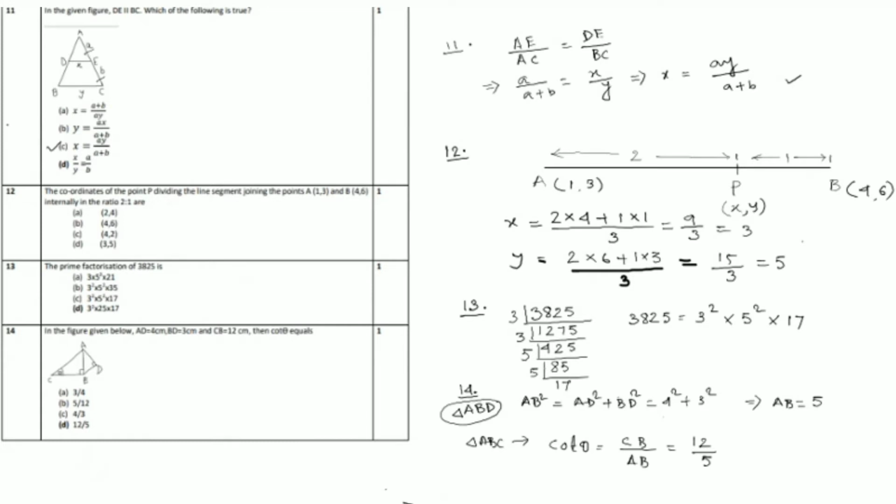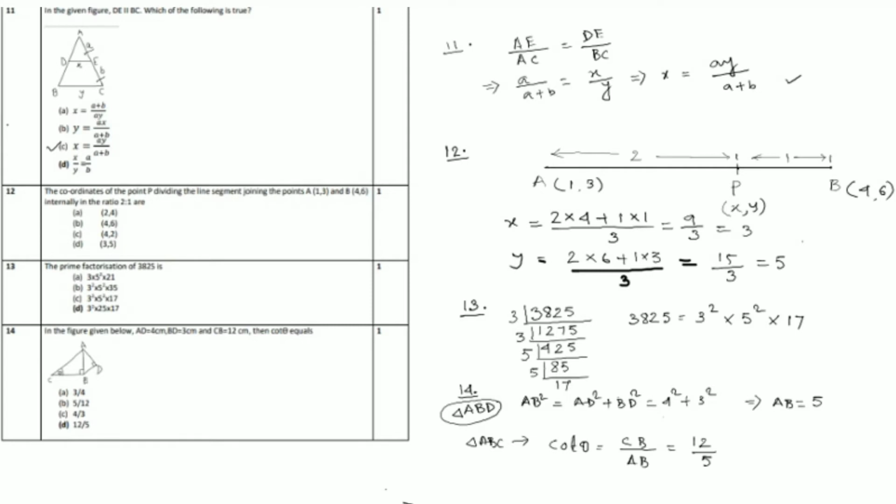Okay, next, number 12, the coordinate of the point A dividing the line segment joining the point A and B internally in the ratio 2:1 are. Okay, so we have to find out the point. Let us suppose I have drawn a picture here. Suppose the point A is here, B is here, and P is the point, and whose coordinate is x, y. We have to find out x and y. Okay, the point divided AB internally in the ratio 2:1. So here from A to P it is 2 unit, and from P to B it is 1 unit.